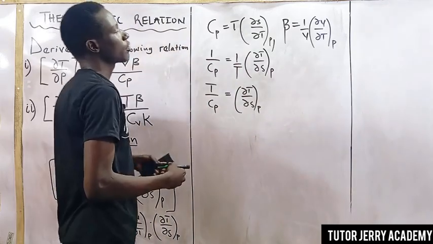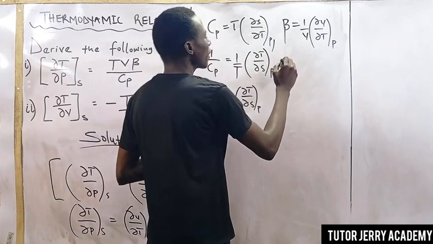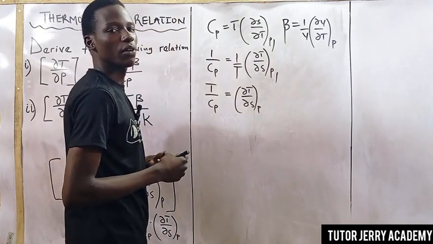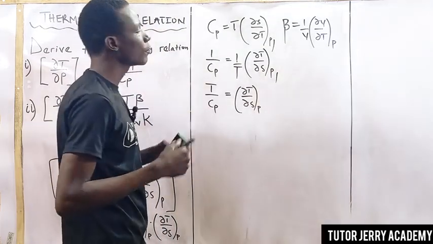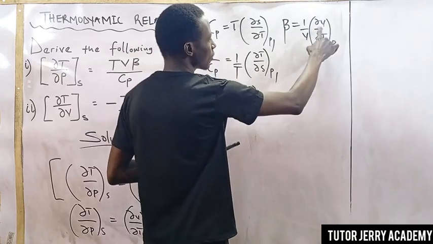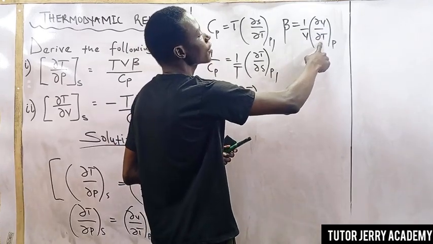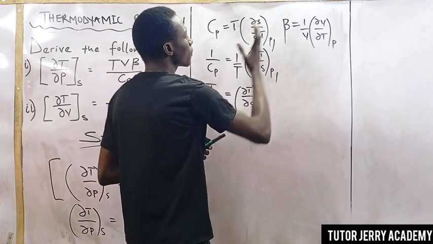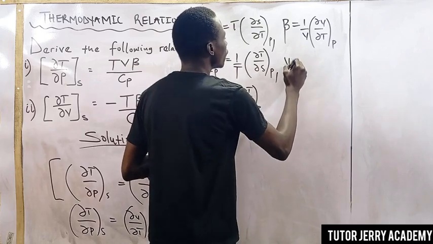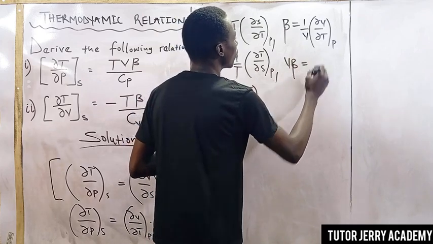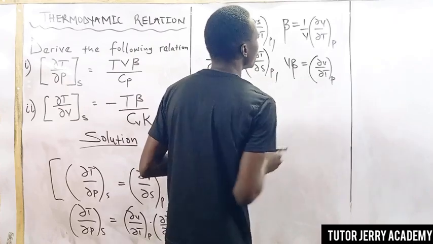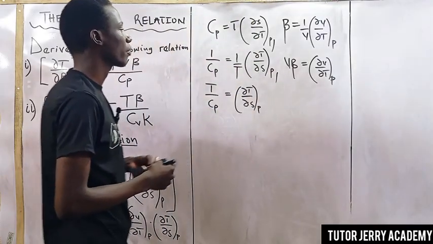Next, come back to this equation. We said that beta is equal to 1 all over V, the partial derivative of V all over the partial derivative of T keeping P constant. We are going to make this term here, that is the partial derivative of V all over the partial derivative of T keeping P constant, the subject of this relation. That is, we are going to multiply both sides by V. If we do that, we will have V beta equal to the partial derivative of V all over the partial derivative of T keeping P constant. This is what we are going to have.